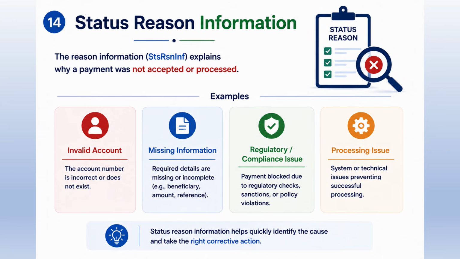Let's make that practical. A payment instruction could be rejected because the account information is invalid. Required information may be missing or incomplete. A payment could encounter a regulatory or compliance-related issue, or there could be a processing or technical issue. The exact reason codes and information depend on the message context and implementation. But the key idea is simple. Status tells you what happened. Status reason information helps explain why.